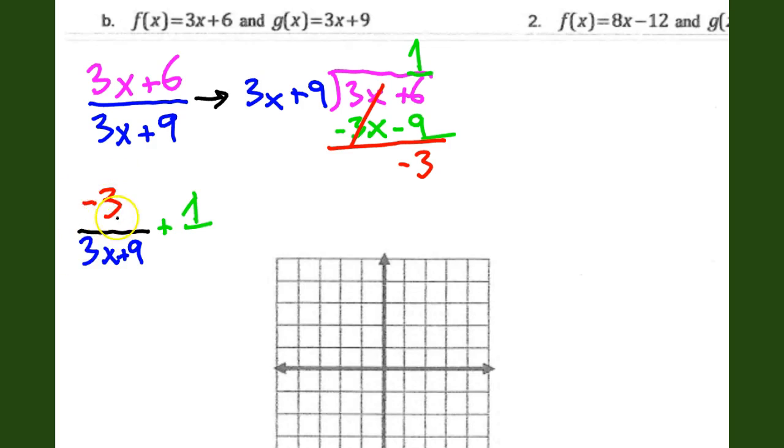We'll have to take a number out of the top here to make this a +1. And we'll have to take a number out of the bottom here and make this a +1x. So we have to do both. So you can see that 3x plus 9 is the same as 3 times x plus 3, right? So I want to take a -3 from the top and that positive 3 from the bottom.